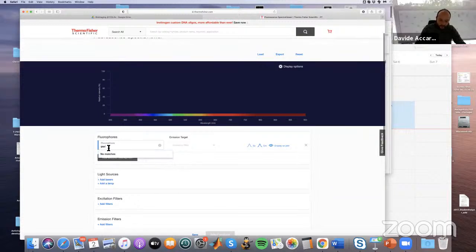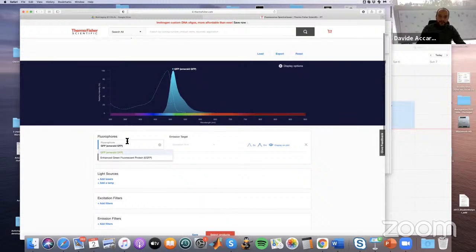So I don't understand why it doesn't give me. So you type your fluorophore and you have a dashed line, the excitation curve, and a solid line, the emission curve. And then you want to add another fluorophore.